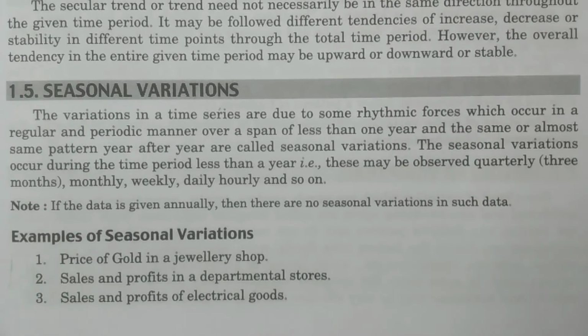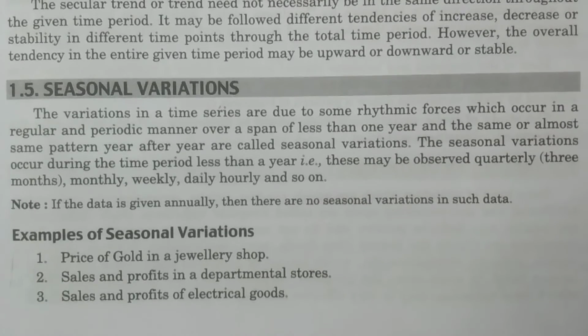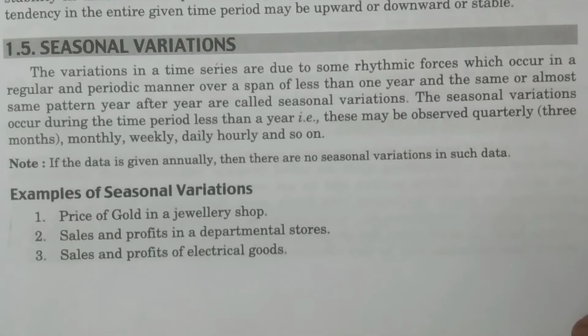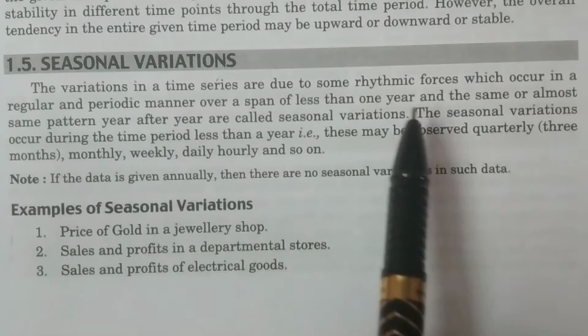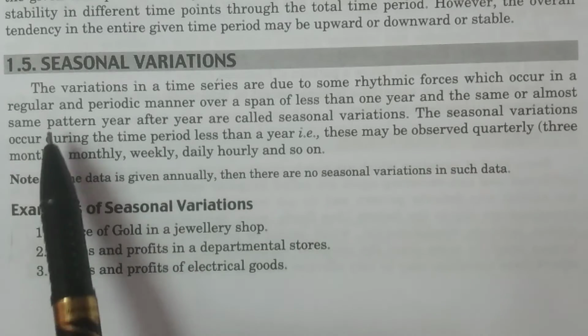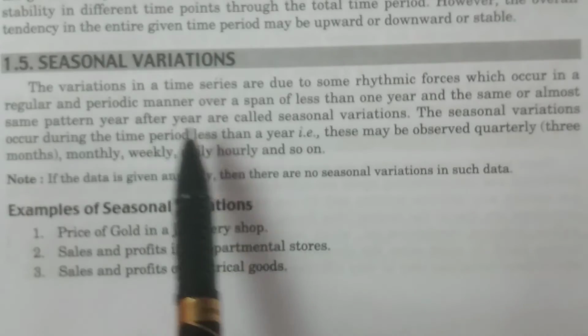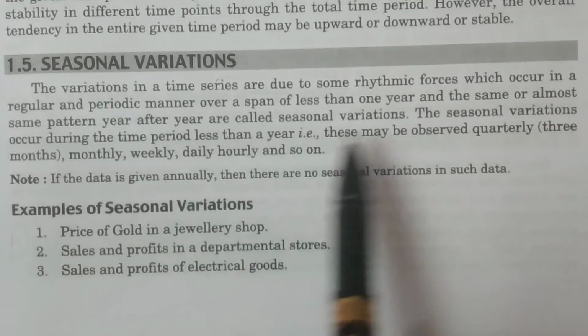So seasonal variations. If we discuss what is meant by seasonal variations, they are the variations in a time series due to some rhythmic forces which occur in a regular and periodic manner over a span of less than 1 year.